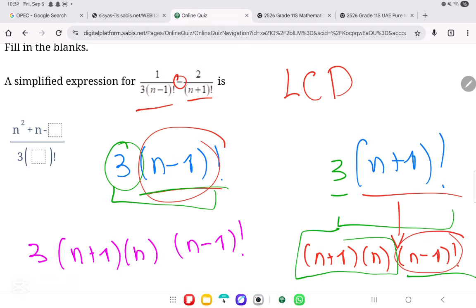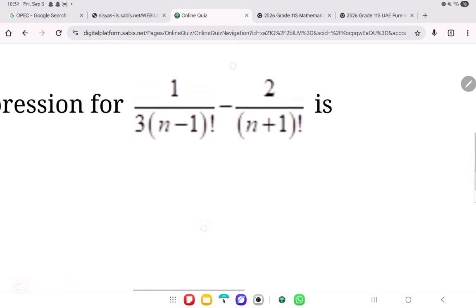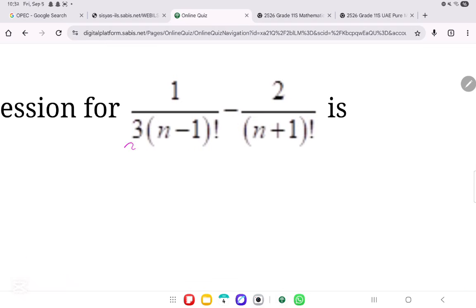And for this one, because we already have this, we can write it as n plus 1 factorial, and we can multiply by 3. So for this one, we multiplied it by n plus 1 and n. Why? Because we expanded this and we saw it has n plus 1 and n extra, so we will multiply it over here. And for this one, we need to multiply it by 3.